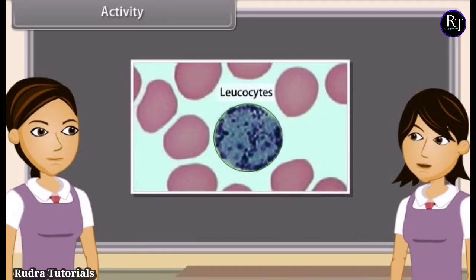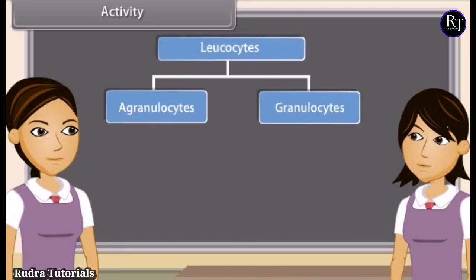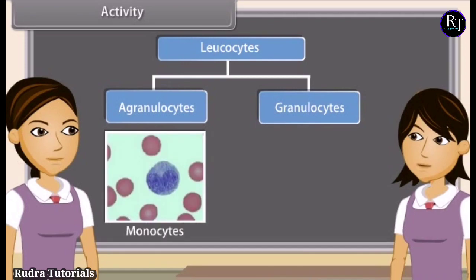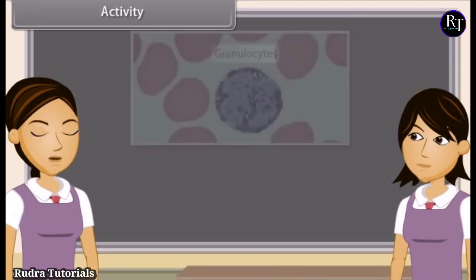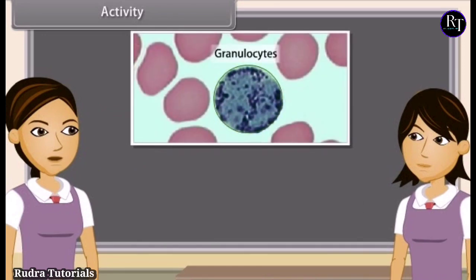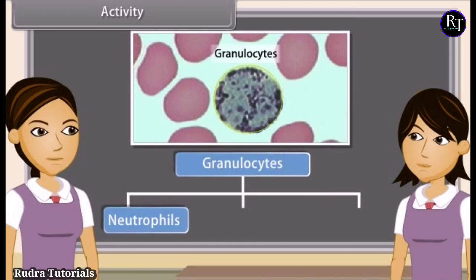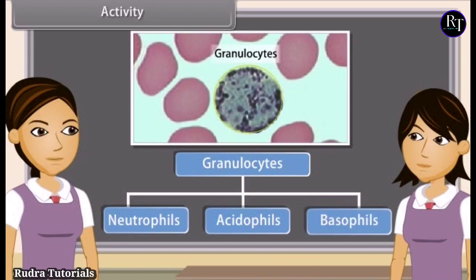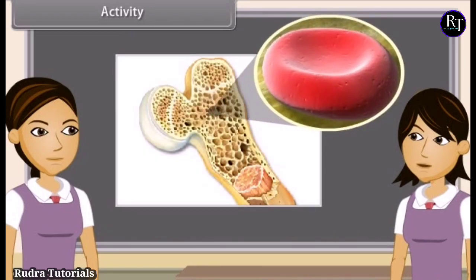Leukocytes are amoeboid, nucleated, and whitish. They are larger in size but less in number. They are of 2 types: agranulocytes without granules and non-lobed nucleus. These are of 2 types, monocytes and lymphocytes. Granulocytes containing cytoplasmic granules and lobed nucleus are of 3 types: neutrophils, acidophils, and basophils. Blood platelets are minute, anucleated, fragile fragments of giant bone marrow cells called megakaryocytes.